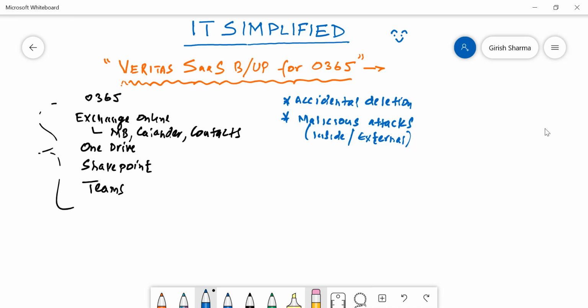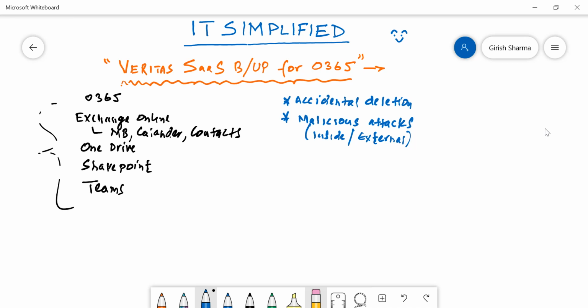And another use case scenario, which is again very common that we see, is maybe there is an internal user who, for some reason, is trying to copy the information. Maybe he's let go from the company, and what he does is that he just deletes maybe his email or the content on the OneDrive, which you might need as an organization.